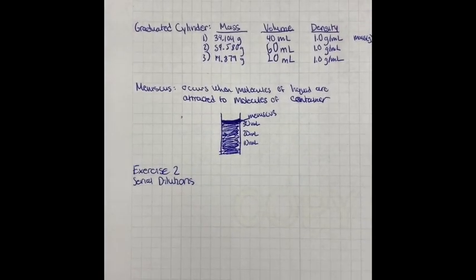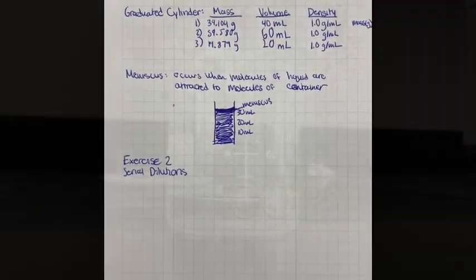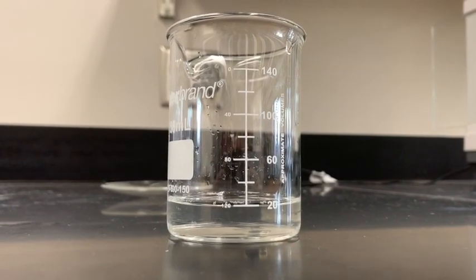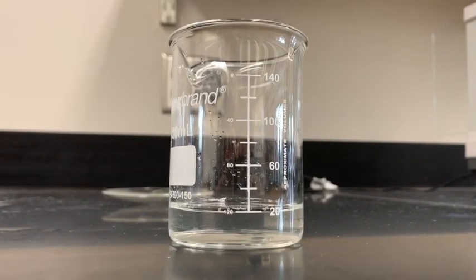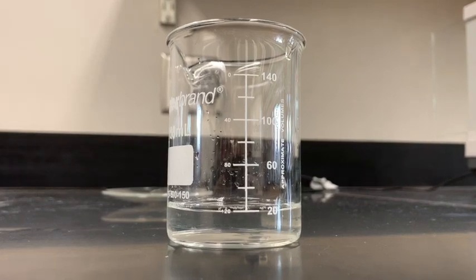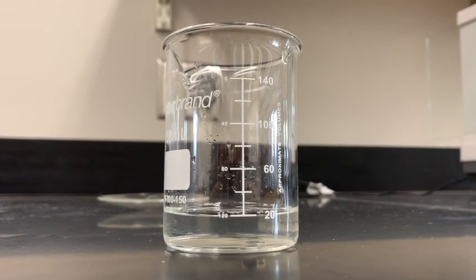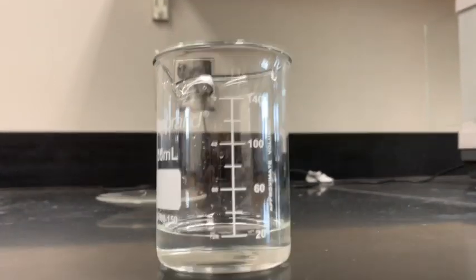Here is another drawing to visualize the meniscus. This is showing that we are starting with 20 milliliters of the stock solution, and this is showing the meniscus at 20.